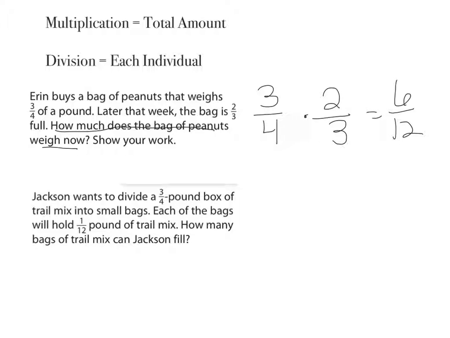The second one, if you think about it, each of the bags is telling you right there, each individual bag is 1/12. So that is telling you it is a division problem because they're looking at individual bags. So I would have done 3/4 a pound, because that's the whole amount I have, divided by 1/12.